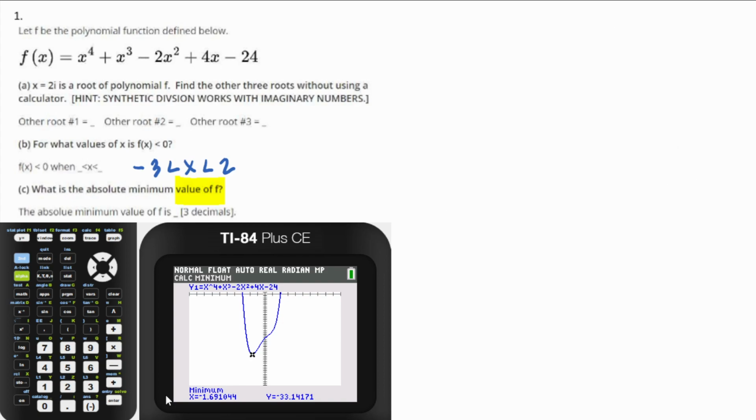x equals -1.691 is the x value where it's happening, but I'm looking for the value of f. So I want y equals -33.142 or -33.141, right? We round to 3 decimals in this class when our answer is coming from the calculator. Okay, so that's all for that one.